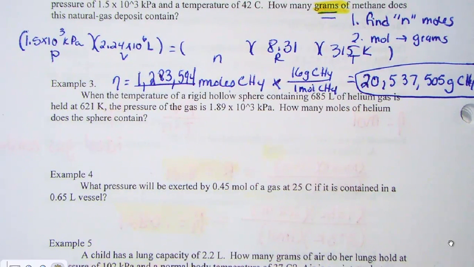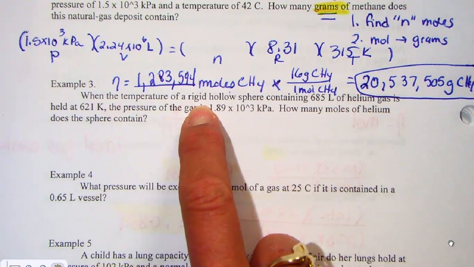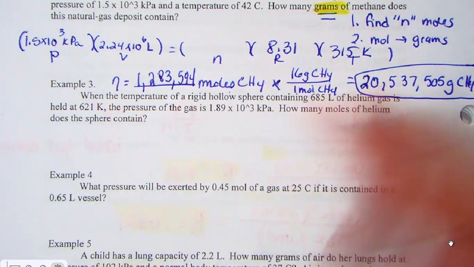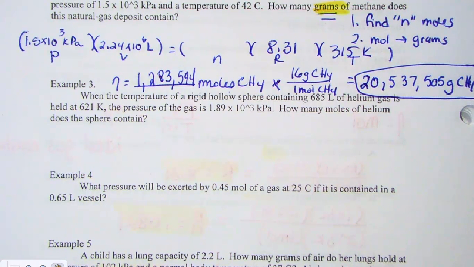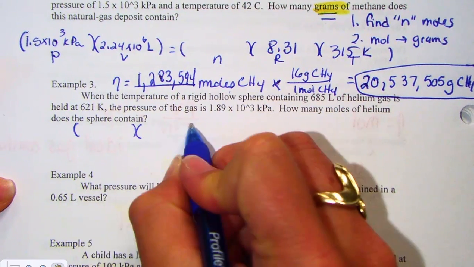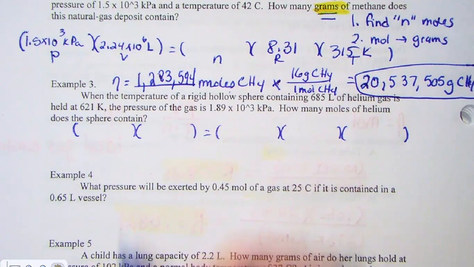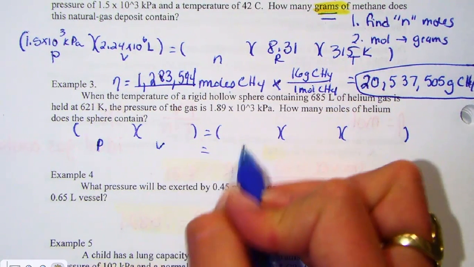Let's read a next problem looking at some helium gas. We have a temperature and it's a rigid hollow sphere, and again these are saying rigid, underground caverns or fixed volumes. The volume isn't allowed to change, so every one of our PV = nRT problems is going to have a volume that remains fixed. I like to just get my PV = nRT parentheses ready so I can see where to place numbers as I read about them. So that's just a strategy I've always done.